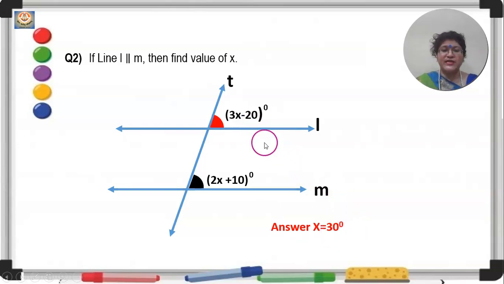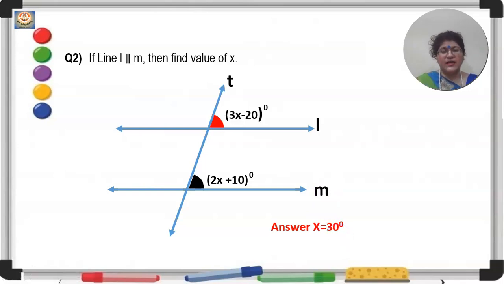Now, if you substitute 30 in place of this, you will get the answer as 70. And same is the case with this angle. This angle will also be 70 degrees. But of course, they have not asked for that. They have just told you to find out the value of x. So you'll make a statement 3x minus 20 equal to 2x plus 10, corresponding angles. Also mention which are the two parallel lines and which is the transversal. Solve it, get the value of x.